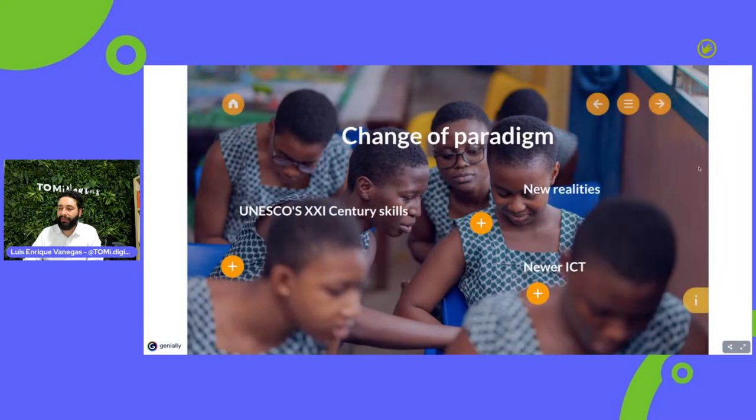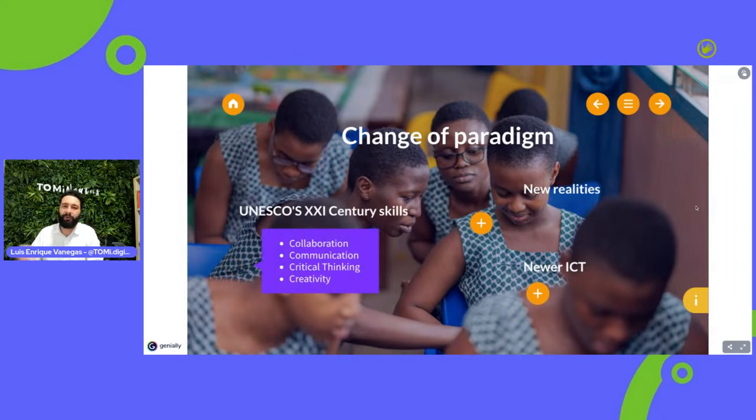And today, we're actually going to focus on changing the paradigm. So how can we change the paradigm? We have UNESCO's 21st century skills, okay? Specifically, we think it is important to talk about the four C's: collaboration, communication, critical thinking, and creativity.